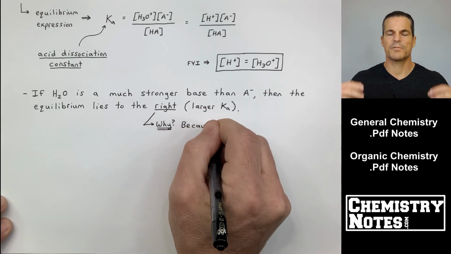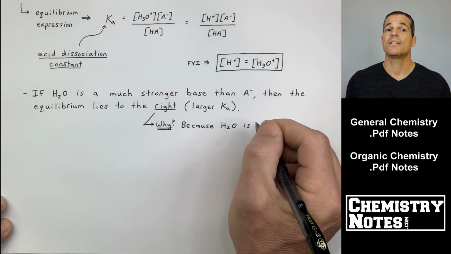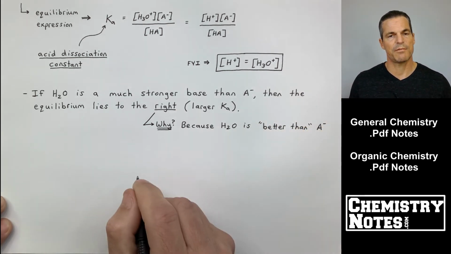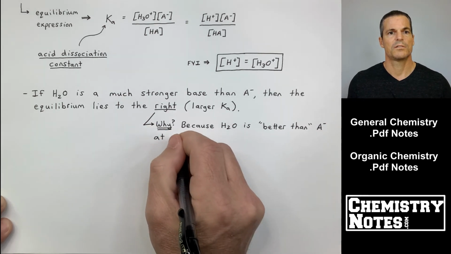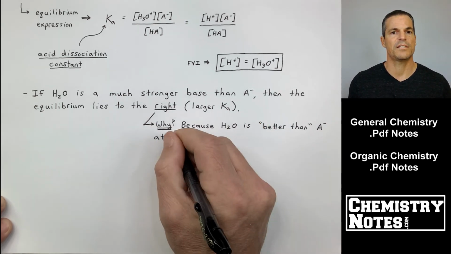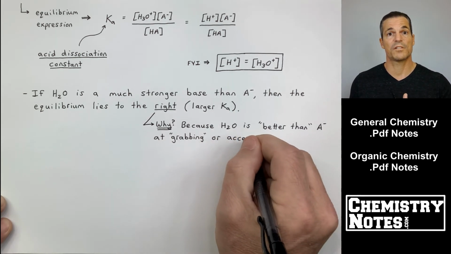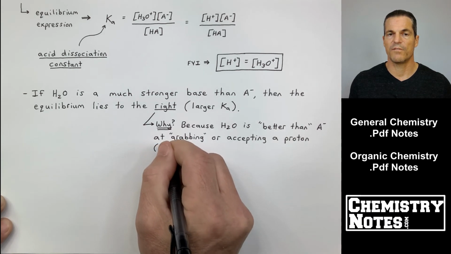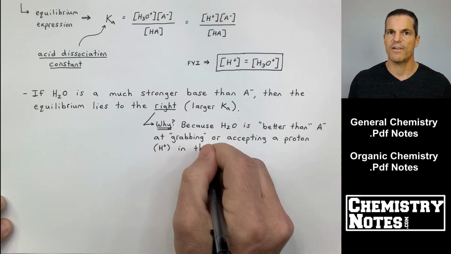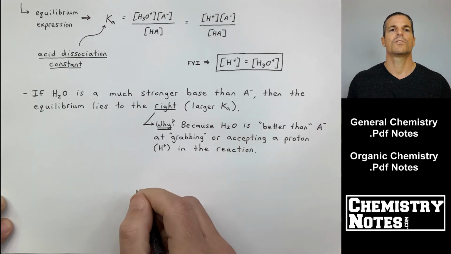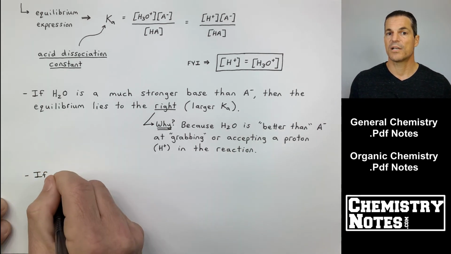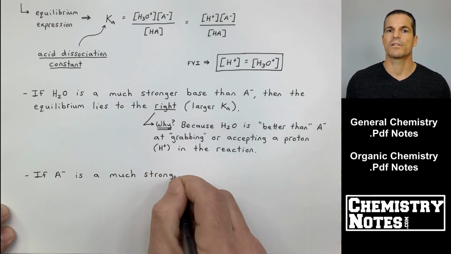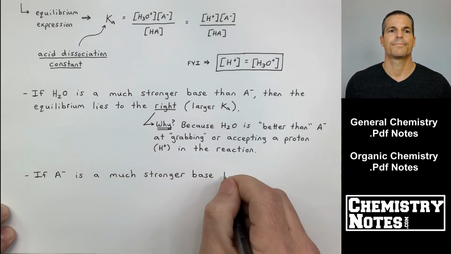On the previous page, I had that boxed equation, right? H2O was my base on the left. A minus was the conjugate base on the right-hand side of the equation. So if H2O is a much stronger base, equilibrium shifts away from the stronger base, and therefore equilibrium lies to the right. If equilibrium lies to the right, we have a larger Ka value, from section 13. So why does equilibrium lie to the right? Because H2O is, quote-unquote, better than A minus at grabbing or accepting a proton in the reaction.